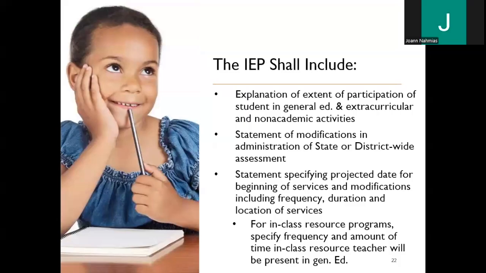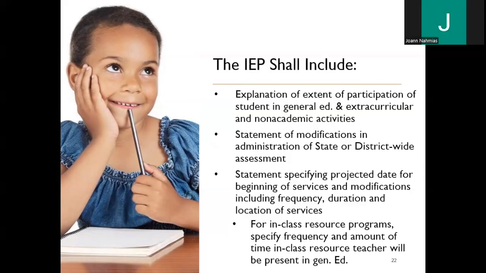The IEP must explain the extent to which the student will participate in general education classes, as well as extracurricular and non-academic activities. This clarifies how much time the student will spend with peers and in what settings. It also must include a statement describing any modifications in how the student will take state or district-wide assessments. For example, extended time or alternate formats.